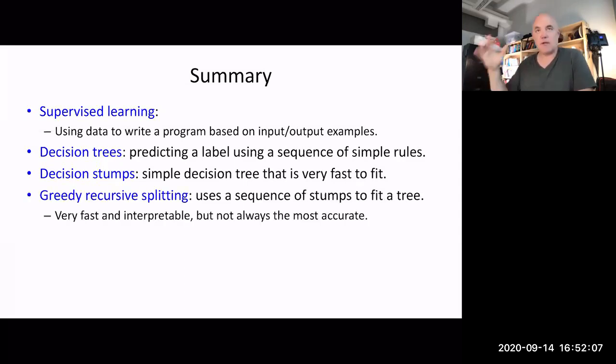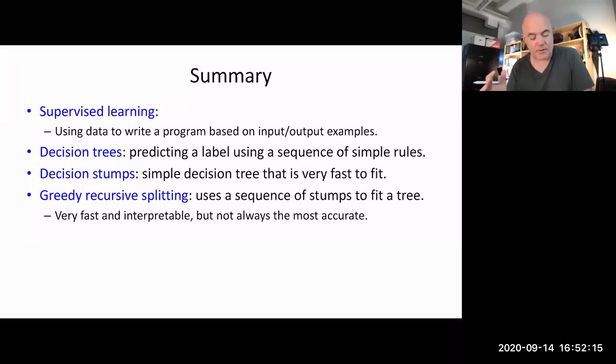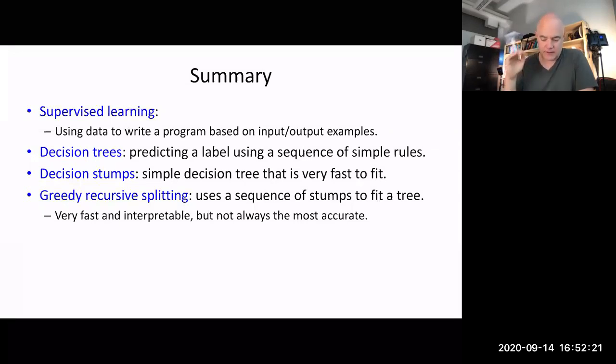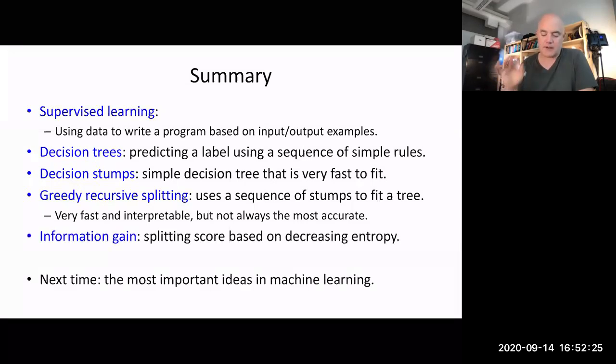Decision stumps are basically simple decision trees that are extremely fast to fit in practice. And even though the combinatorial search problem for finding the optimal decision tree would be NP-hard to solve, greedy recursive splitting works pretty well, right? It uses a sequence of stumps to fit a tree. You select them greedily. It's super fast and interpretable, but not always the most accurate, although again, we're going to fix that with the random forest.